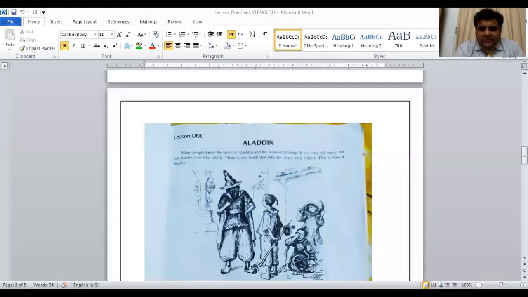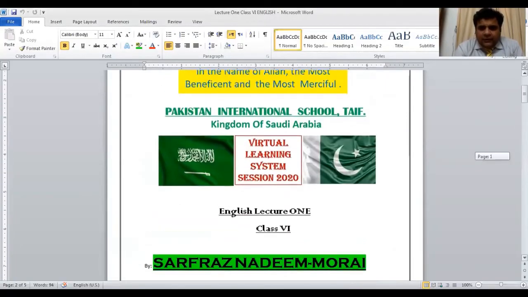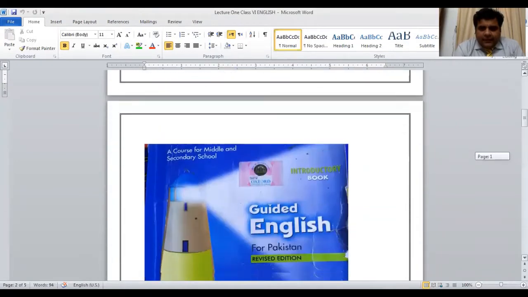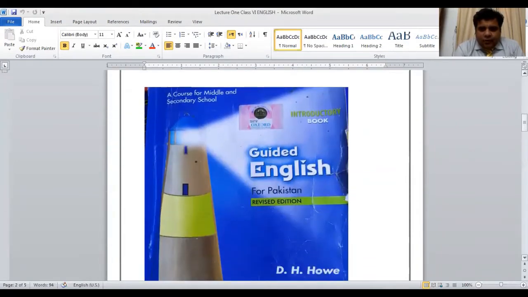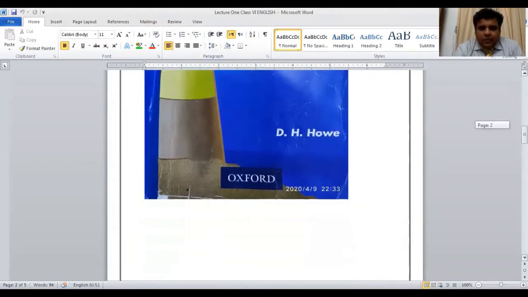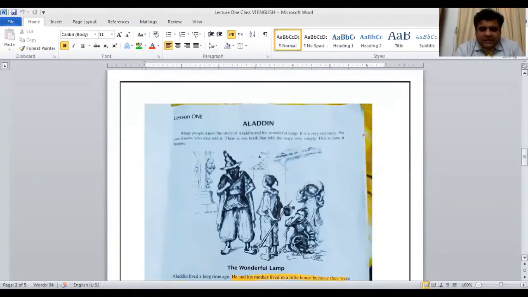So we are going to start our lecture, dear students. First of all, in the name of Allah, who is the most merciful and grateful. Dear students, this is the book, and the name of the book is Guided English Introductory Book. When you start your book, the first lesson is about Aladdin. This is a kind of story, dear students. Lesson 1, Aladdin.